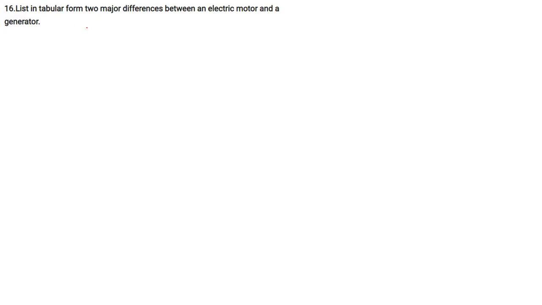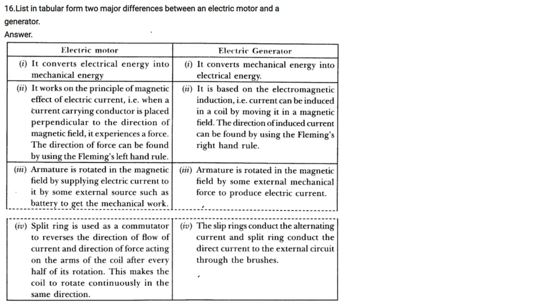List in tabular form two major differences between an electric motor and a generator. So this is the tabular difference. First, the electric motor converts electrical energy to mechanical energy. The electric generator converts mechanical energy to electrical energy. The principle: the electric motor works on the principle of the magnetic effect of electric current. That is, when a current carrying conductor is placed perpendicular to the direction of the magnetic field, it experiences a force, and the direction of force can be found by using Fleming's left hand rule.